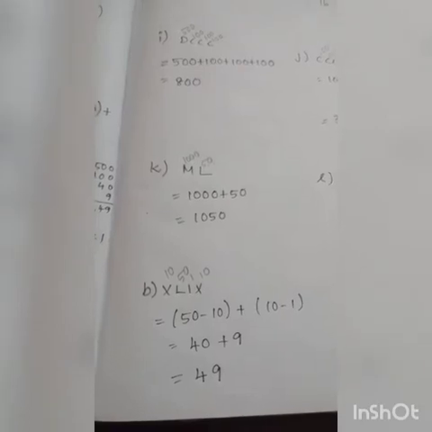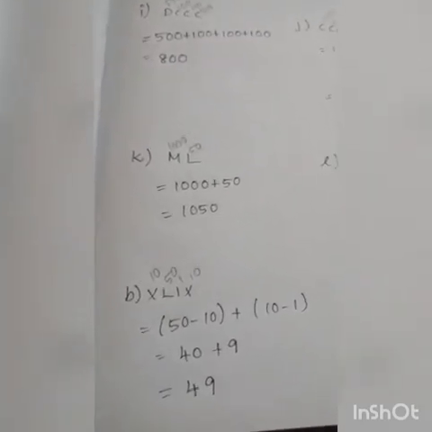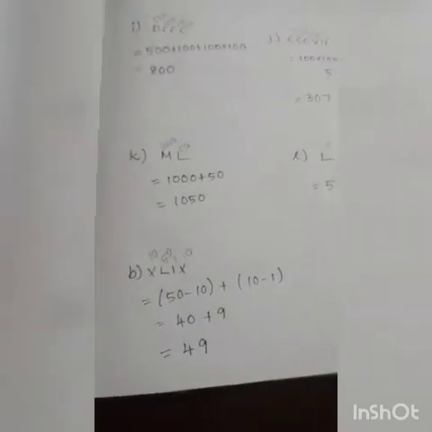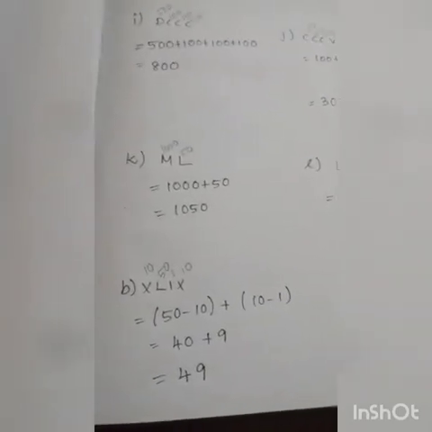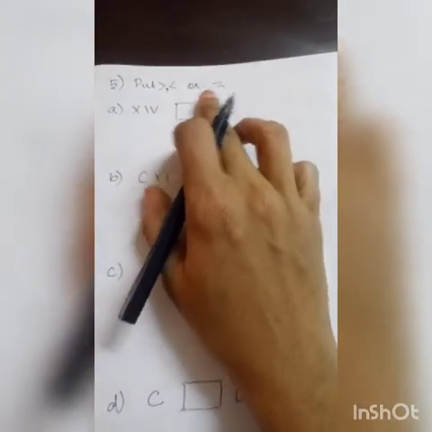So always greatest, smallest come, no problem. Smallest, greatest comes alone, you should subtract greater number minus smaller number. Understood, children? Next is your put greater than, less than or equal to sign.